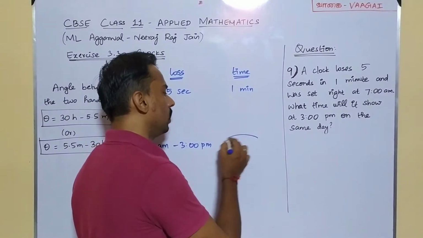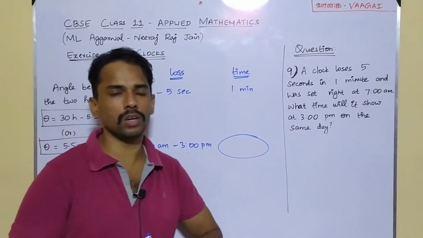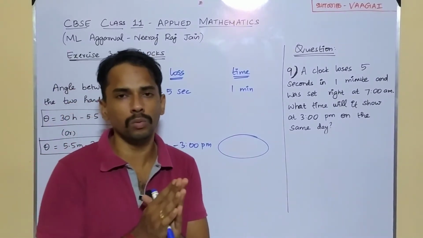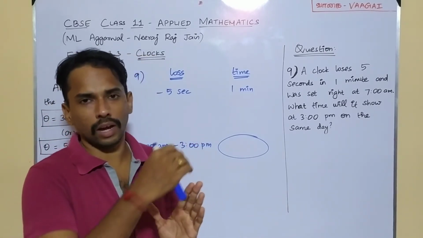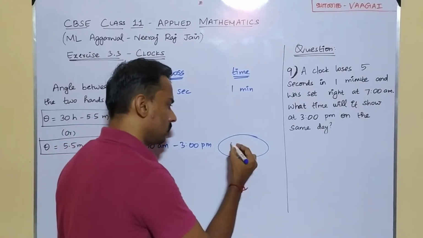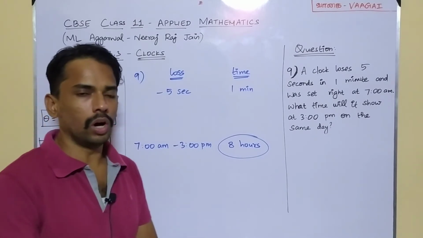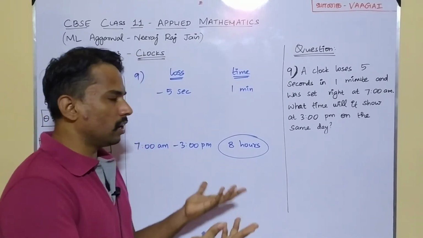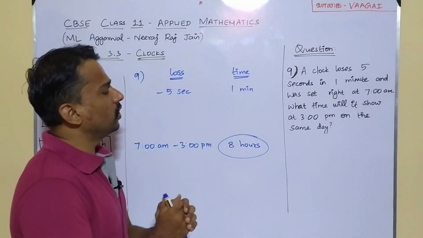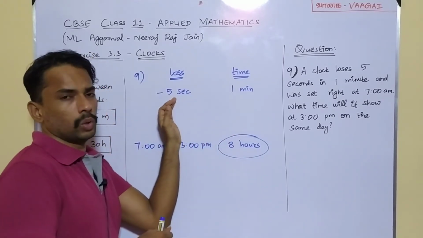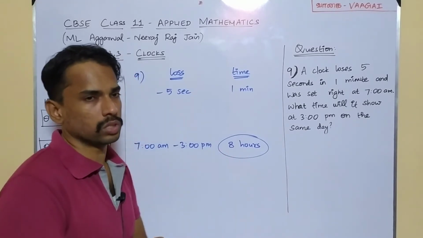Okay, so 7 a.m. to 3 p.m. means, as usual, we need to see how much duration it is, right? So just imagine 7 a.m. to 3 p.m. is equal to how many hours? So 7 a.m. to 12 p.m. is exactly 5 hours. So 12 to 3 is another 3 hours. So totally it is going to be 8 hours, right? You can even imagine, today morning 7 a.m. to afternoon 3 o'clock, it will be like 8 hours only, right? So all we need to find is, in 1 minute if the clock is going to lose 5 seconds, then in 8 hours how much time it is going to lose. This is all we need to find.